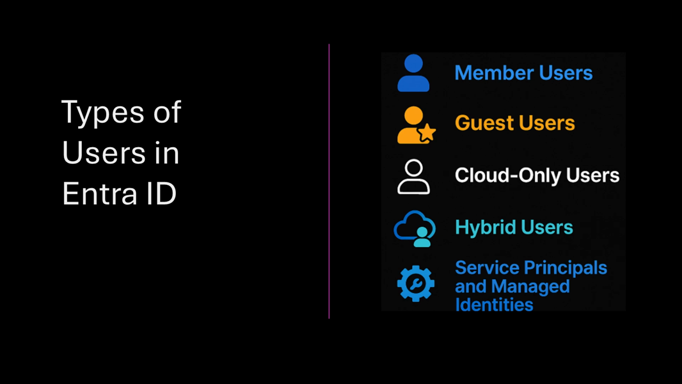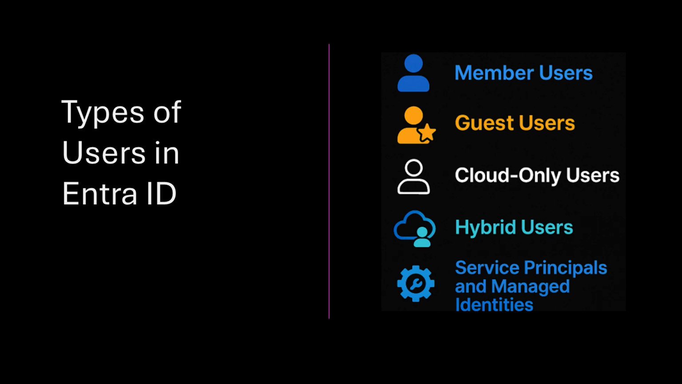If your organization still relies on Active Directory, you will work with hybrid users. These identities are synced from your on-premises AD using tools like Azure AD Connect or Microsoft Entra Connect Sync. Although they appear in Entra ID, their source of truth remains on-prem, so you can't edit them directly in the cloud unless you convert them. Hybrid users benefit from seamless sign-in using password hash sync, pass-through authentication, or federation. This setup is ideal when you are gradually adopting the cloud while maintaining your existing infrastructure.